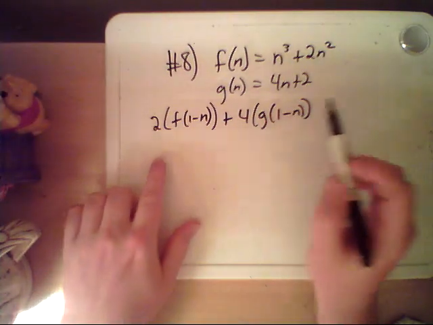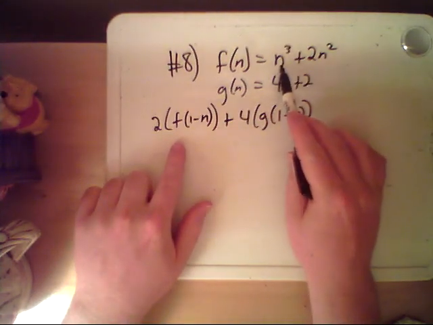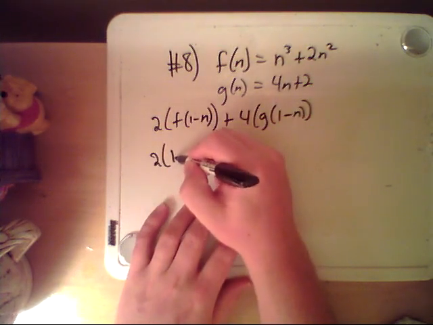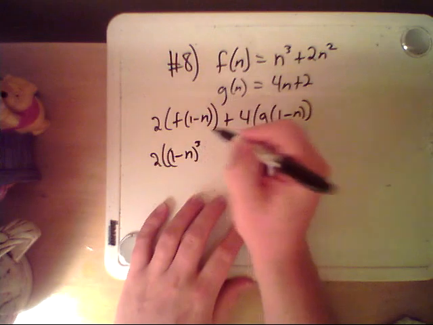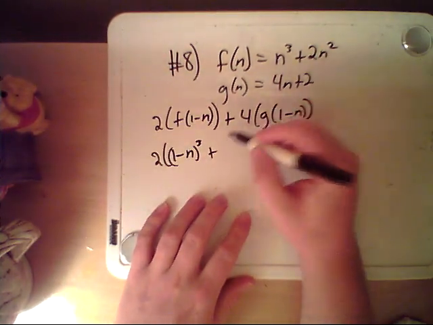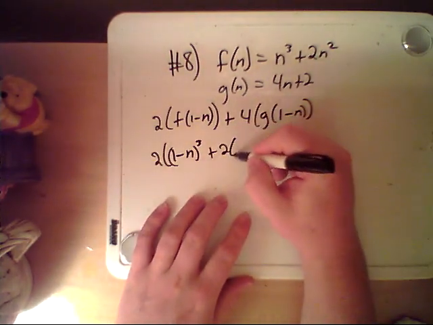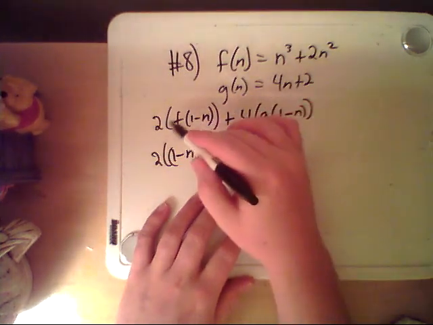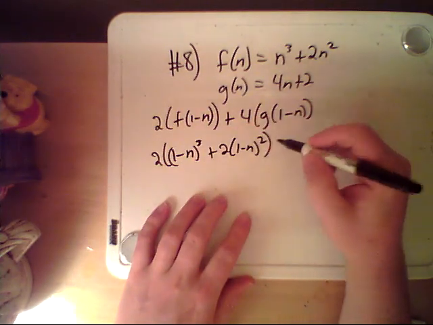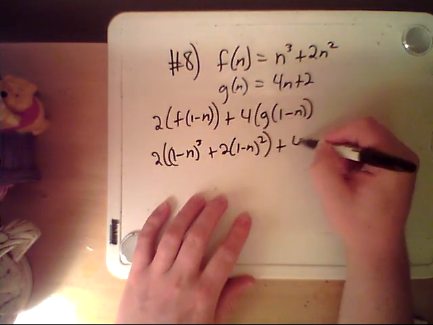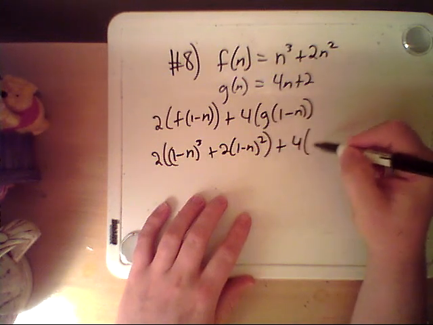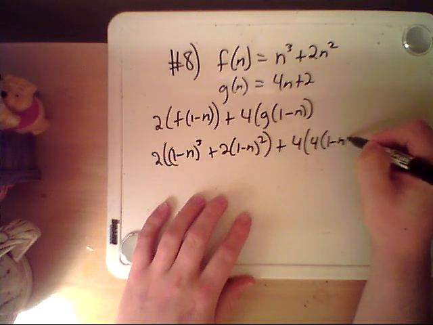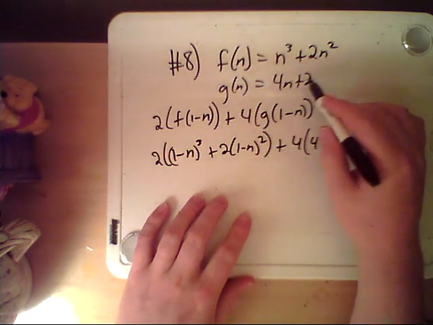Okay, let's do these separately. f of 1 minus n. So it's going to be 1 minus n to the third. So it's 2 times (1 minus n) to the third plus 2 times (1 minus n) squared. Okay, there's a 2 times f of 1 minus n. Plus, we have 4. And let's find g of 1 minus n. It's going to be 4 times (1 minus n), plus 2.